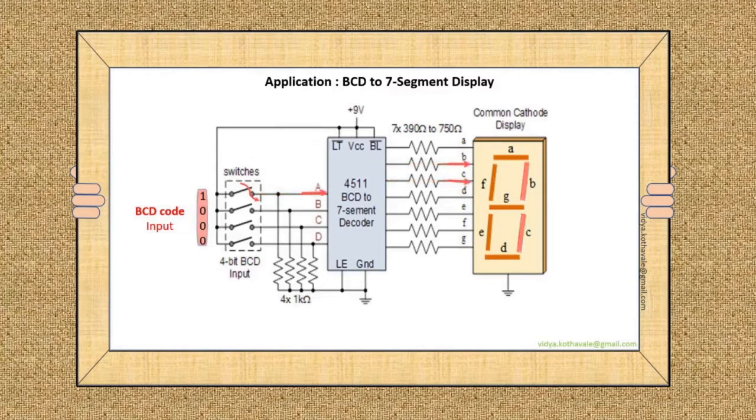The figure here shows the application of the BCD code input in a 7-segment display. For example, the BCD code input 0001 displays decimal 1 on the common cathode display.